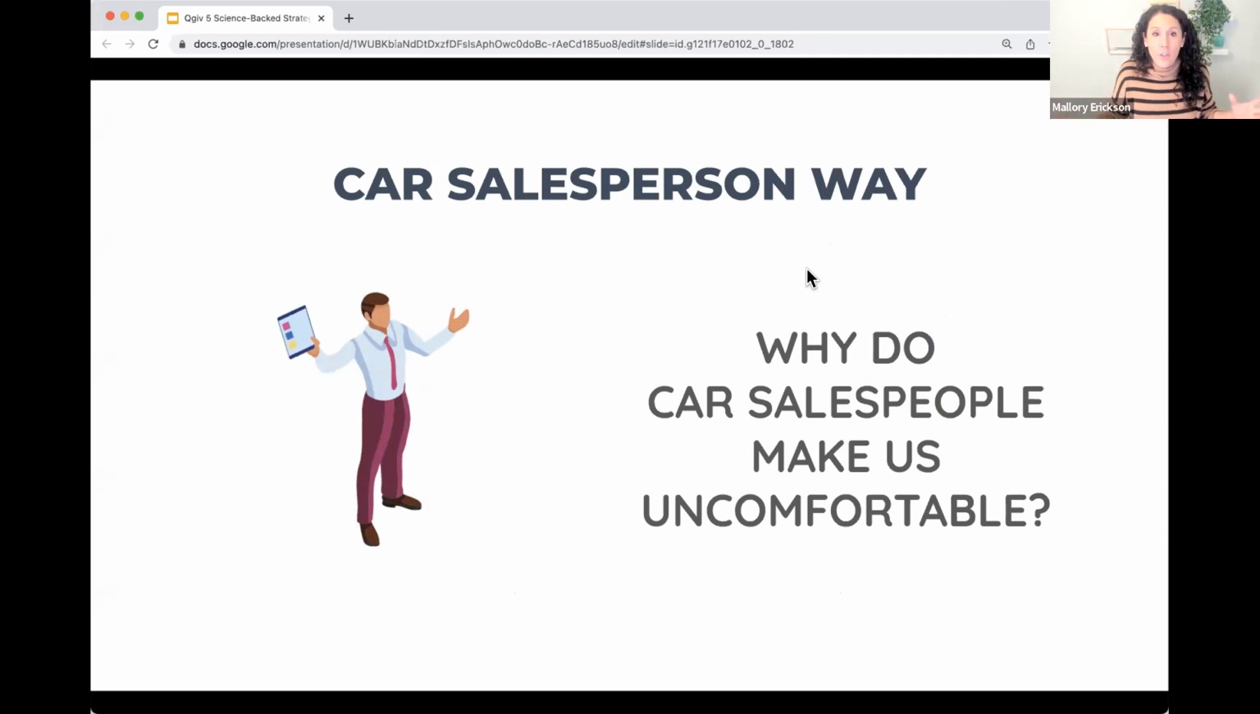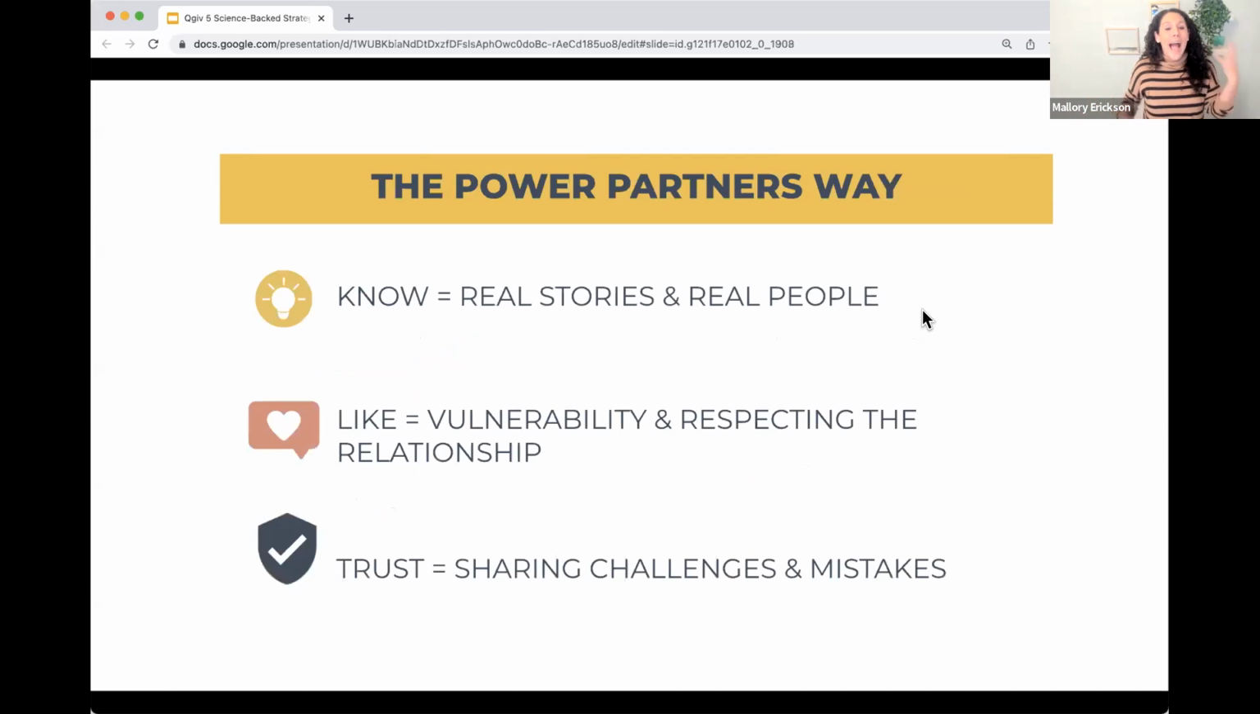That's why we go into the car shop trying to make sure that we have done all the research in advance, because we feel like they just want to sell us a car, whether or not it's the right car for us. And we are taught to do this a lot in nonprofit too, to try to figure out the angle to engage that person. They can feel that energy. So we have to go into these relationships sharing real stories. We need to be showing up as real people, sharing our vulnerability, respecting the relationship, and sharing challenges and mistakes.